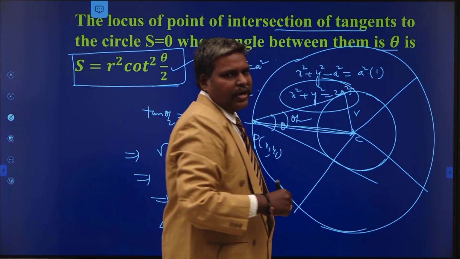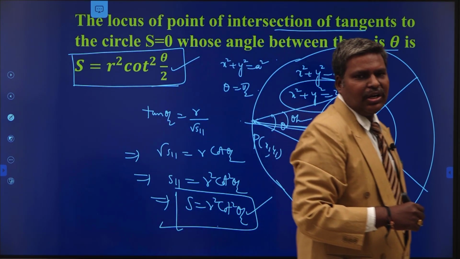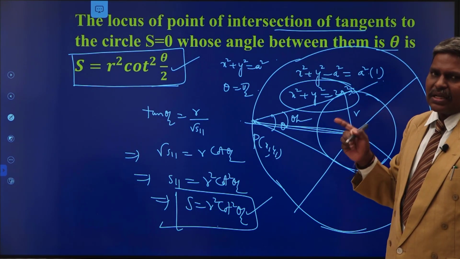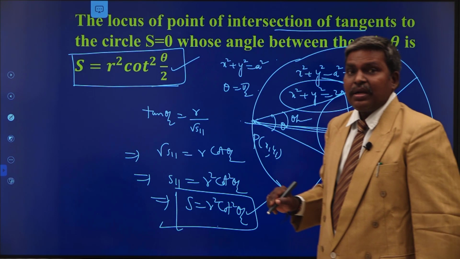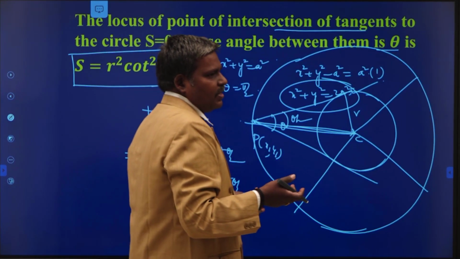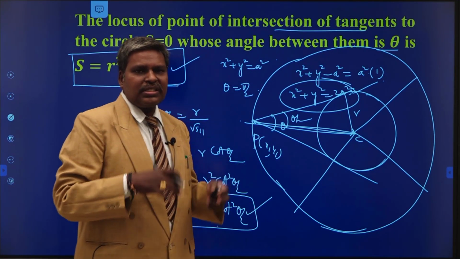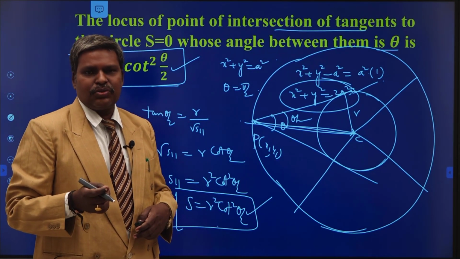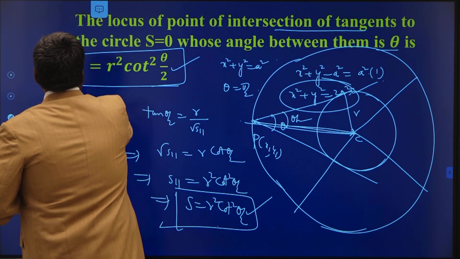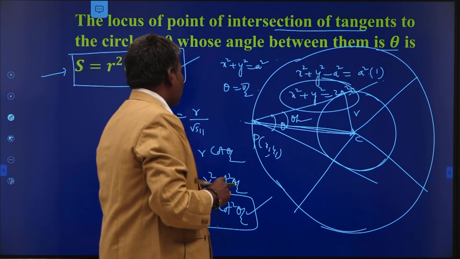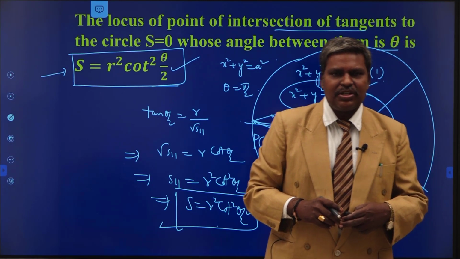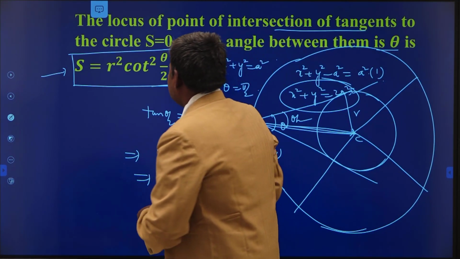This is the locus of point of intersection of perpendicular tangents drawn to the circle x square plus y square equal to a square. This circle is called the director circle to the given circle. Director circle we mean the locus of point of intersection of tangents to the circle whose angle between them is 90 degrees. So this is a very, very important formula with respect to objective. S is equal to r square cot square theta by 2 is the locus of point of intersection of tangents whose angle between them is theta.